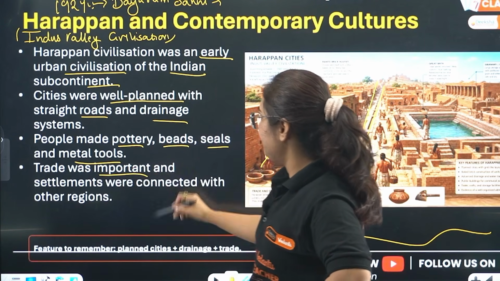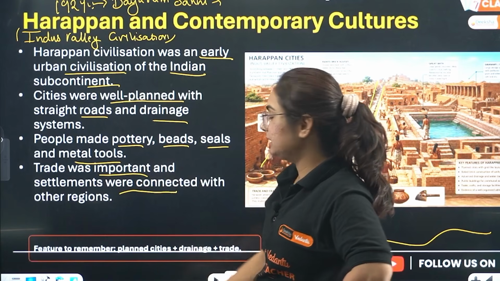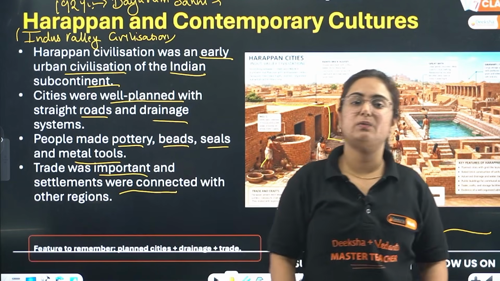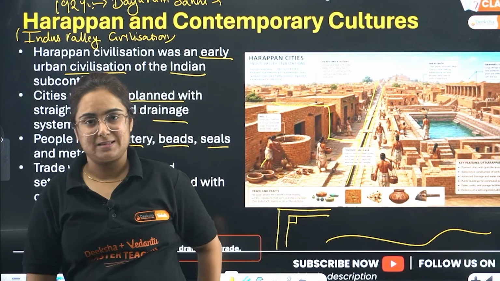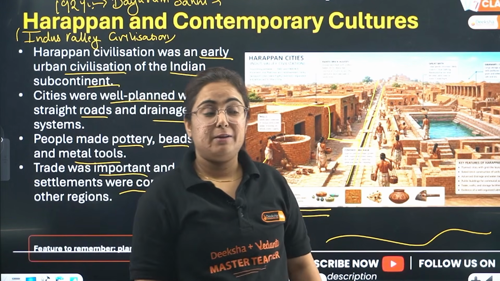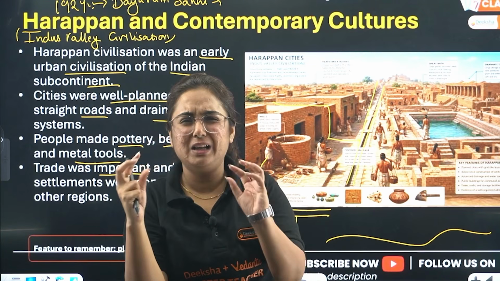Trade was important and settlements were connected with other regions. Like there are evidences found that Indus people were trading with Mesopotamian peoples. They were trading in the beads that were used for jewelry, lapis lazuli, a beautiful stone, I can say, like a feather of peacock.